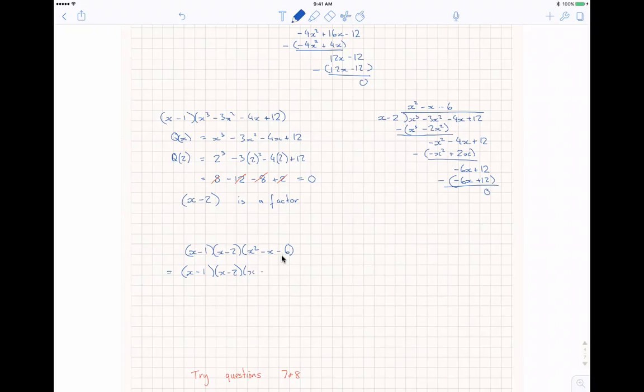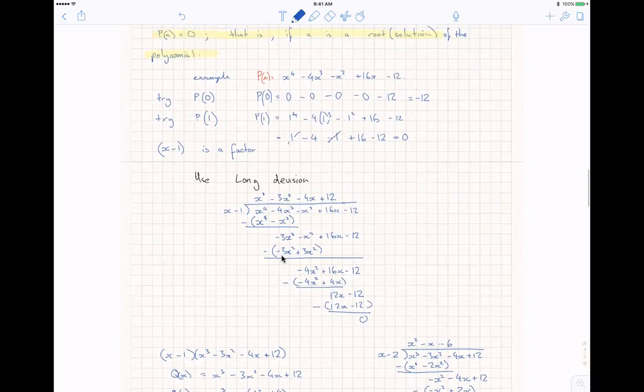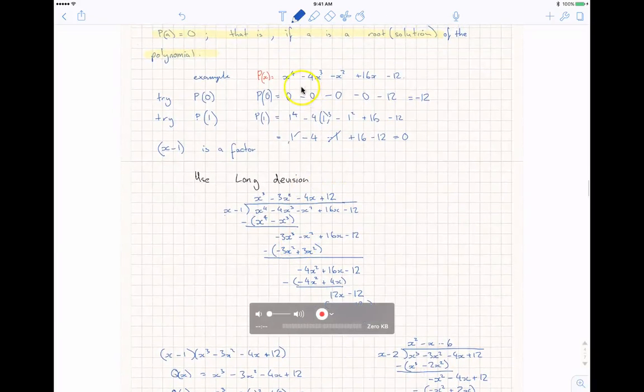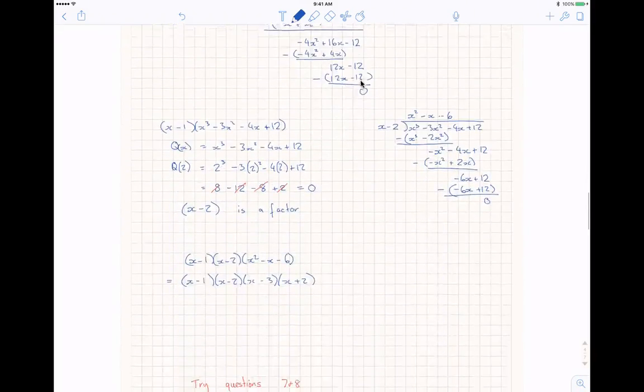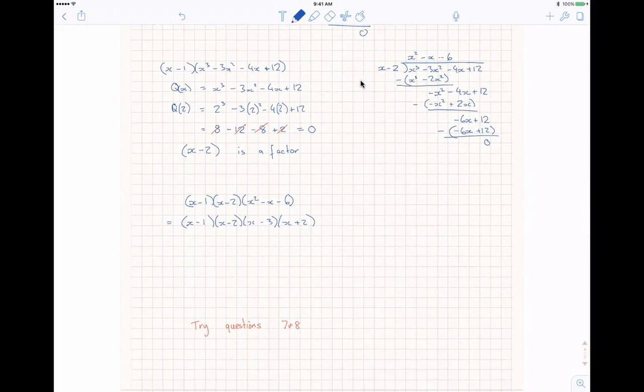They would be x minus 3 and x plus 2. Minus 3 times 2 is minus 6. Minus 3 plus 2 is minus 1. And so now we've factorized that original quartic equation. So x to the power of 4 minus 4x cubed minus x squared plus 16x minus 12. Once we've factorized it, it just equals this expression that we've got down here.